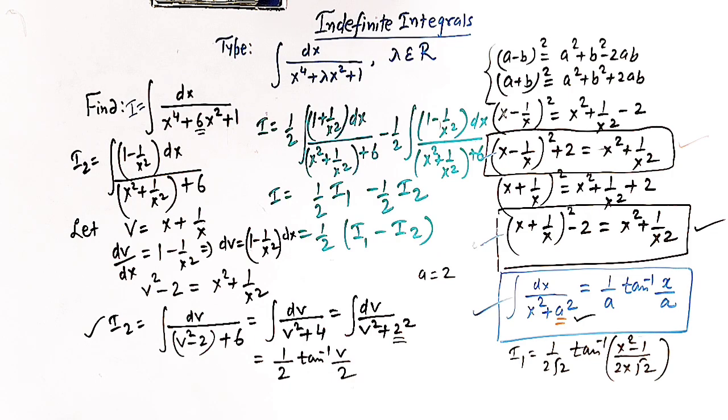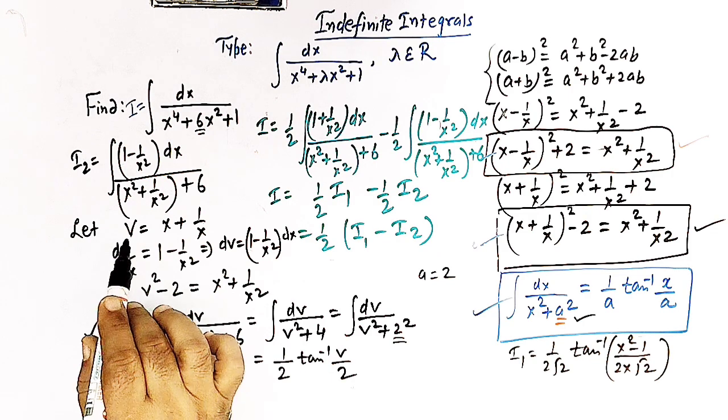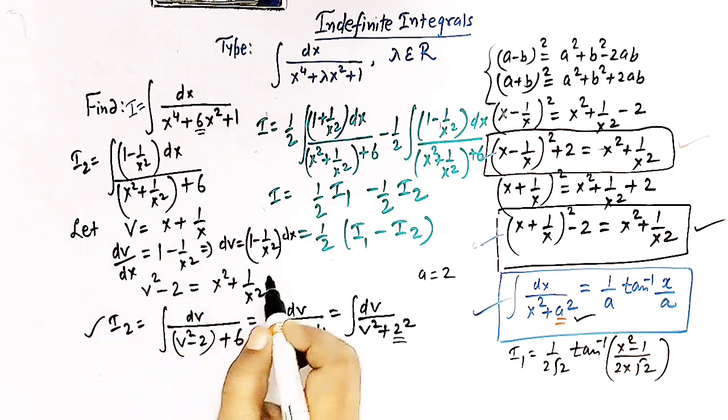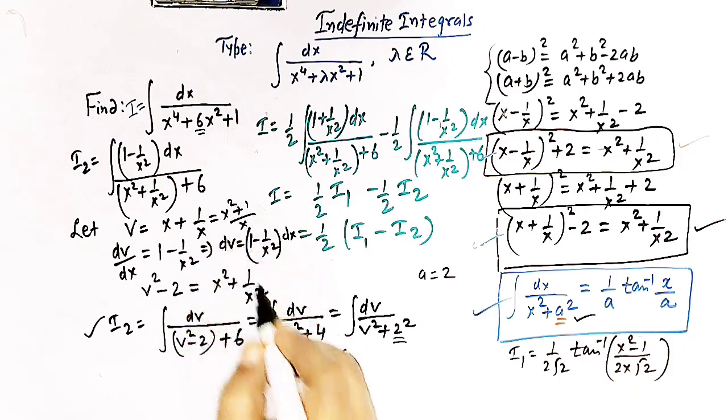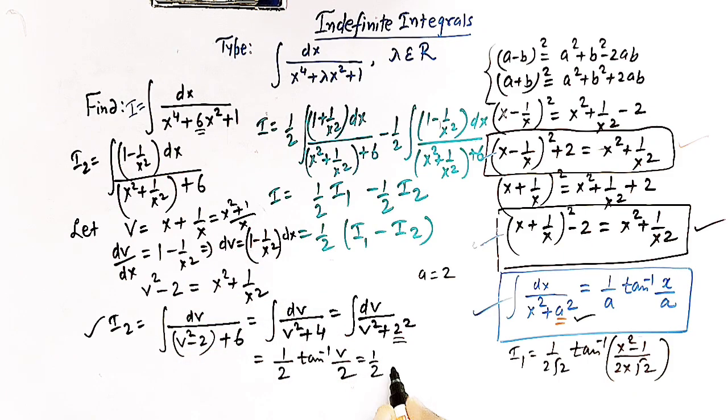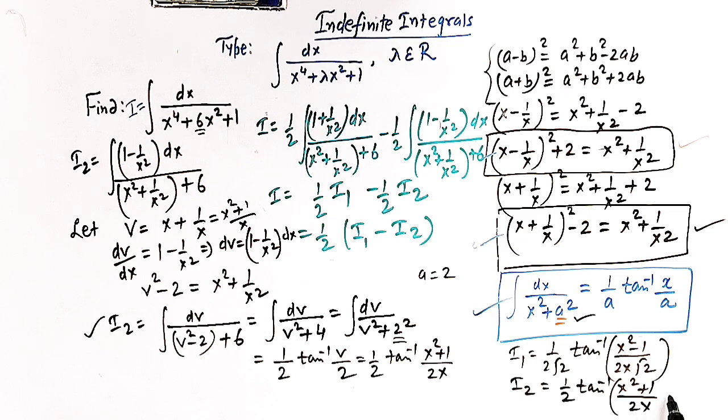and we have tan inverse v over 2, right? Now let us replace v by x plus 1 over x, that is simply x square plus 1 over x. So here we have half tan inverse x square plus 1 over 2x, right? So the value of the integral I2 is half tan inverse x square plus 1 over 2x, right?